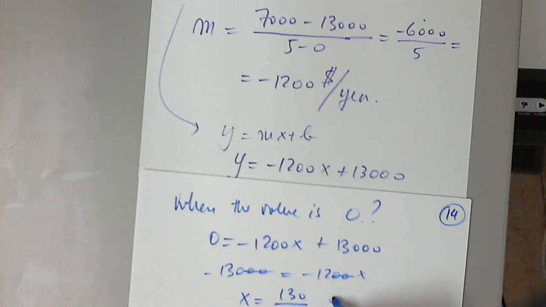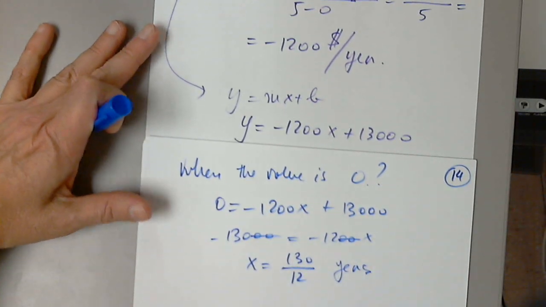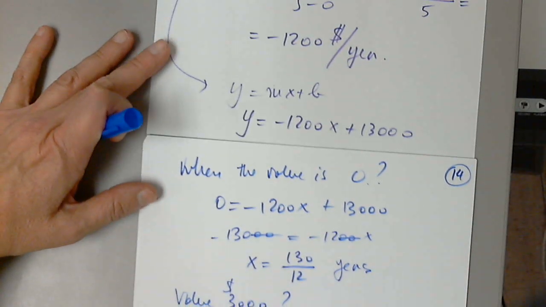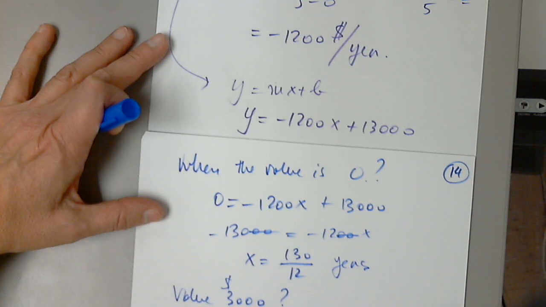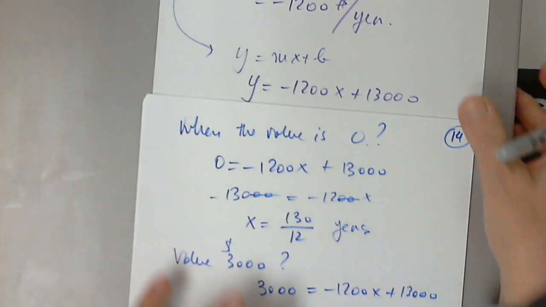How many years is that? Whatever. And now another question possible here is when will the value be 3,000? How do I determine that? Yeah, the same thing. So it's going to be 3,000 equals negative 1,200x plus 13,000, which will be negative 10,000 equals negative 1,200x. So x is 100 over 12, whatever that is.